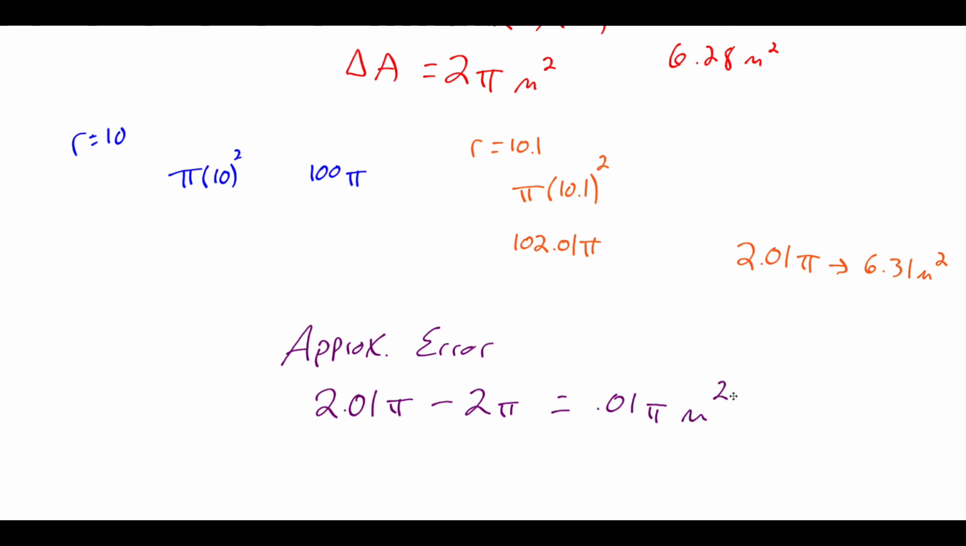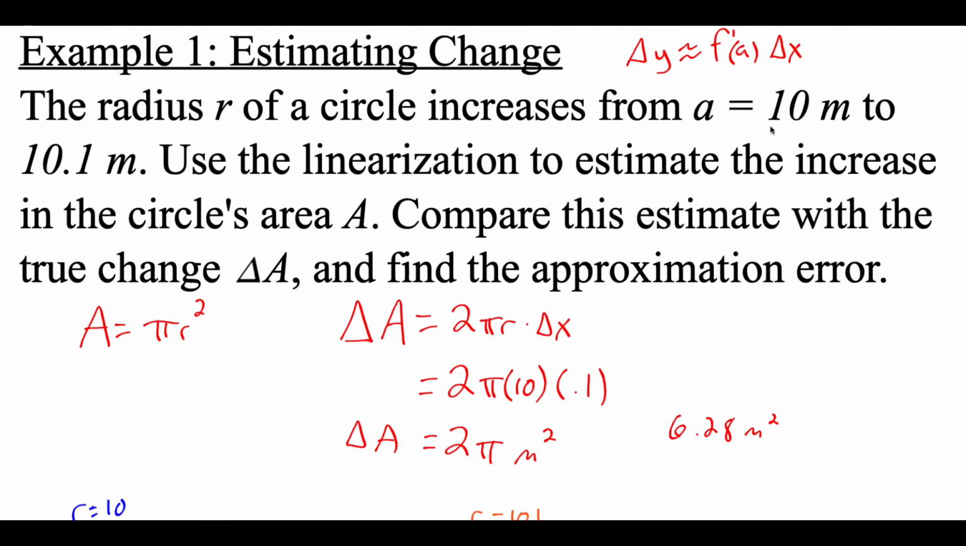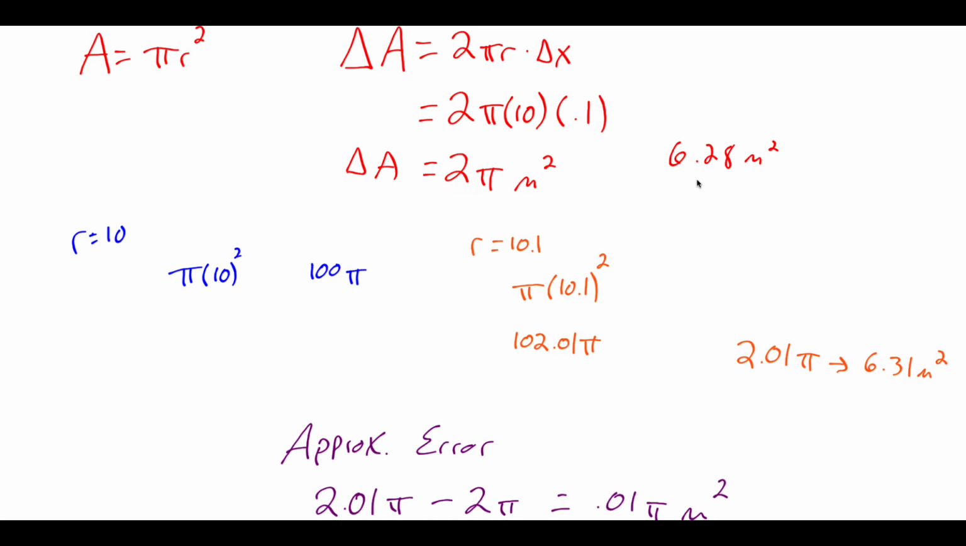So because we were using a pretty small change in that x value, we went from 10 meters to 10.1 meters, that gave us a pretty accurate approximation of what the change in the area would be.